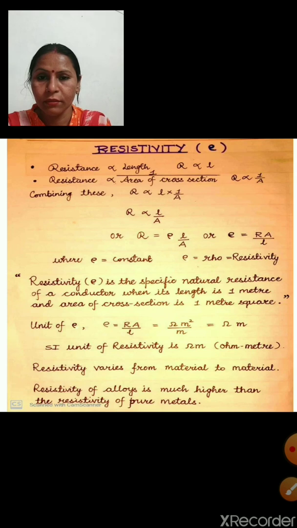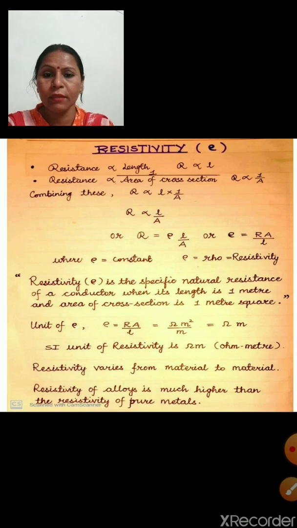The SI unit of resistivity is ohm meter. You can find this unit with the help of the formula rho is equal to RA upon L. Here the unit of R is ohms, the unit of area A is meter square, and the unit of length L is meter. When we cancel meter, we get the SI unit of resistivity, ohm meter.